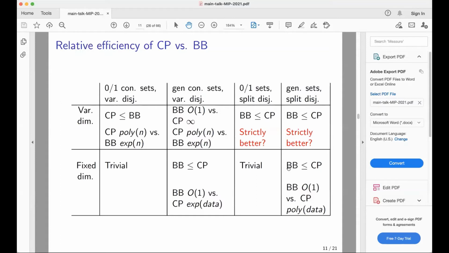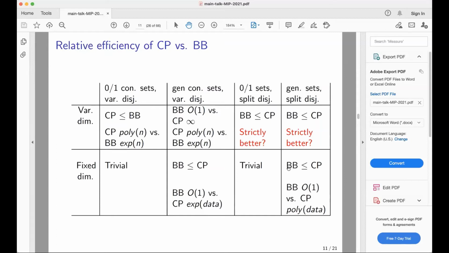And the second set of disjunctions that I'm going to look at are general split disjunctions, which is what I said earlier. So you have two parallel hyperplanes, so that the two half spaces that you have from them cover all of your integer points. Okay, and so cutting planes derived from this are going to be split cuts. So I'm really going to be comparing a cutting plane algorithm based on splits versus a branch and bound algorithm based on general splits. Okay, so those are the four columns.